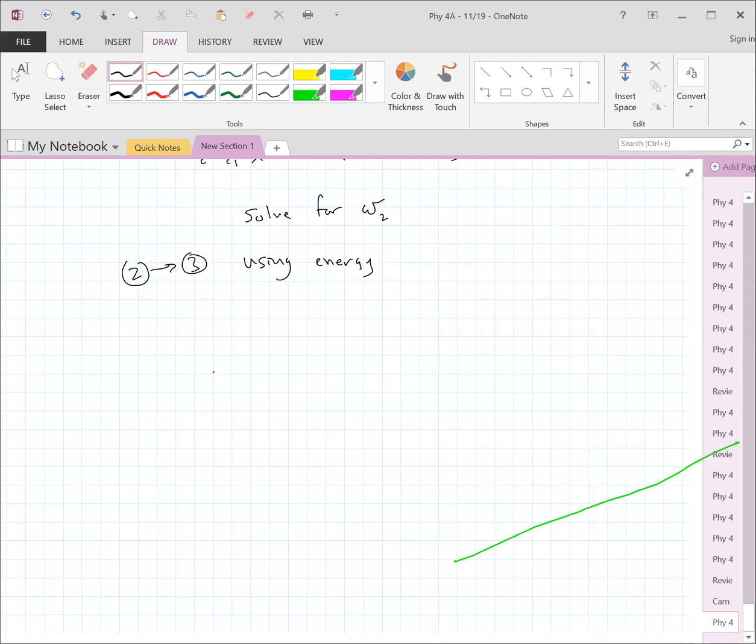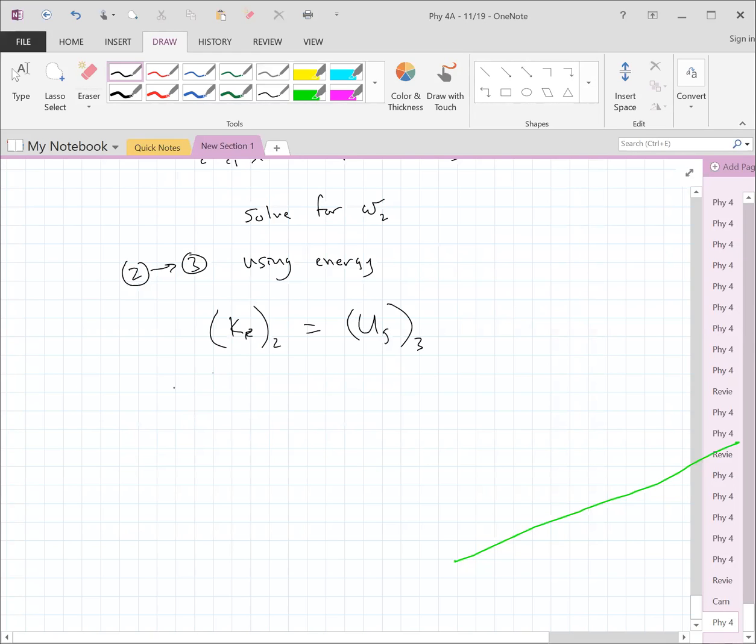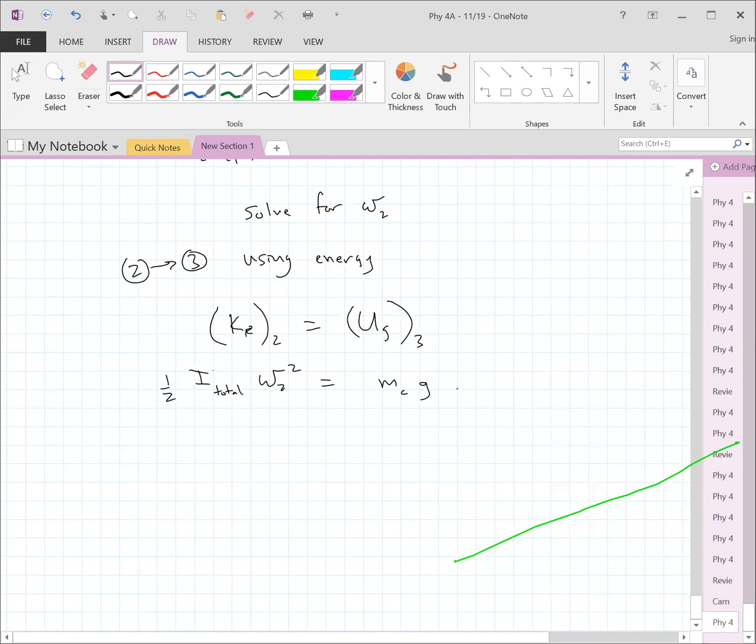Okay, so let me finish this real quickly. At time 2, we have all K rotational. And at time 3, we have all gravitational potential. So 1/2 I omega squared, that's kinetic energy. That has to equal the mass of the clay times g times the height that it rises up to, plus the mass of the board times g times the height that it rises up to.